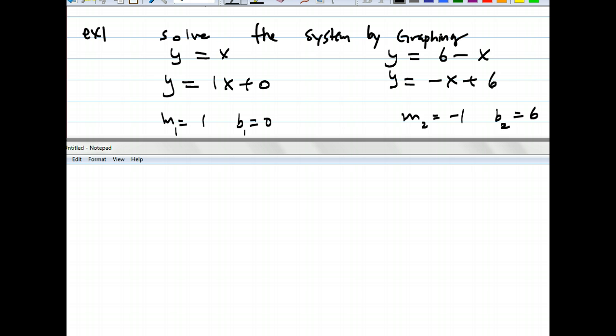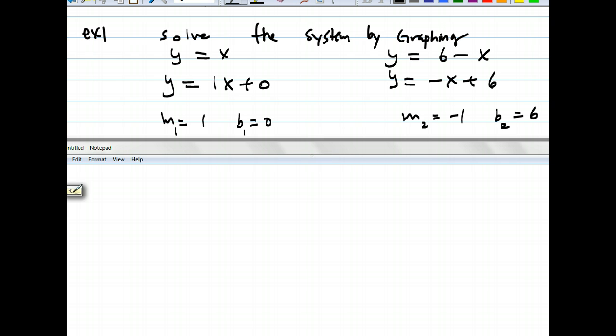So, how many people graphed it correctly? And is this case 1, 2, or 3? Case 1 where the 2 lines intersect. Case 3 was when the 2 lines are parallel. Are they parallel? Do they have the same slope? Yeah, 1 and -1 are different. Okay, they're not the same.